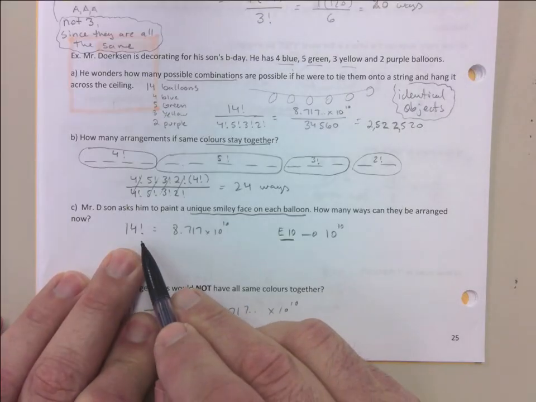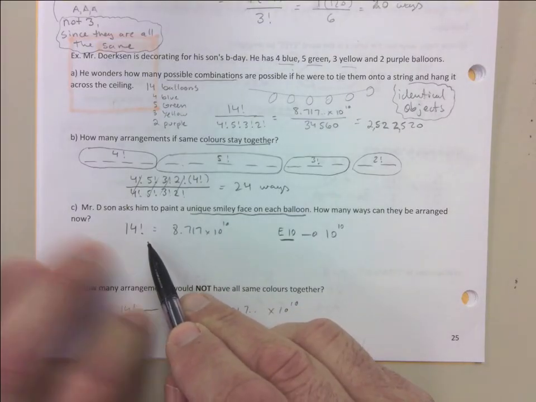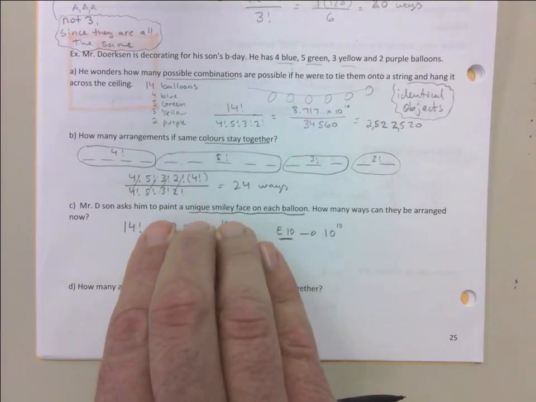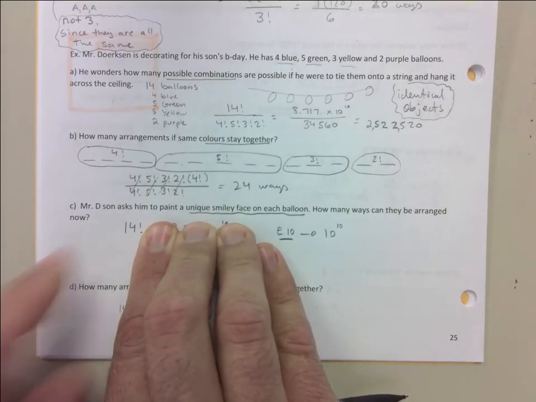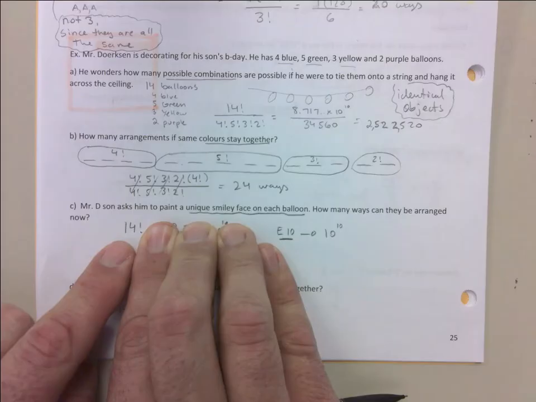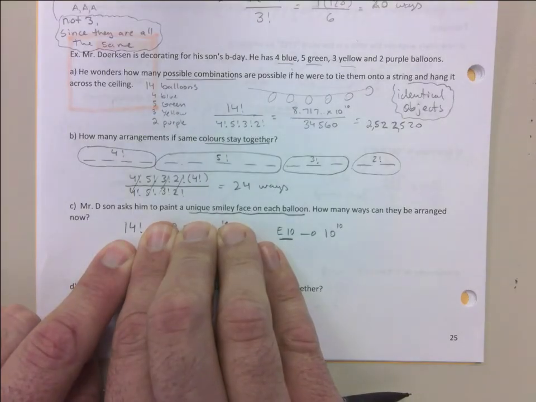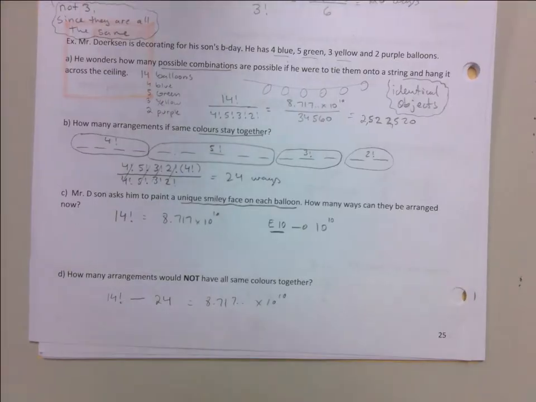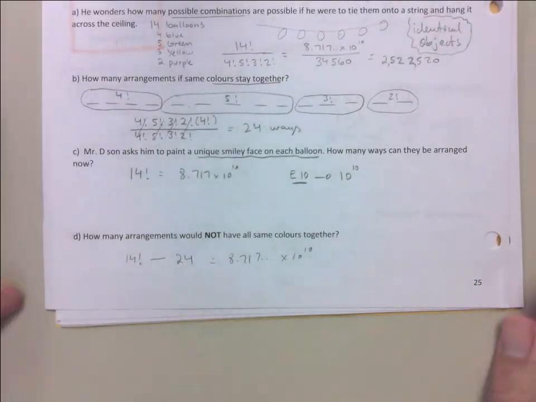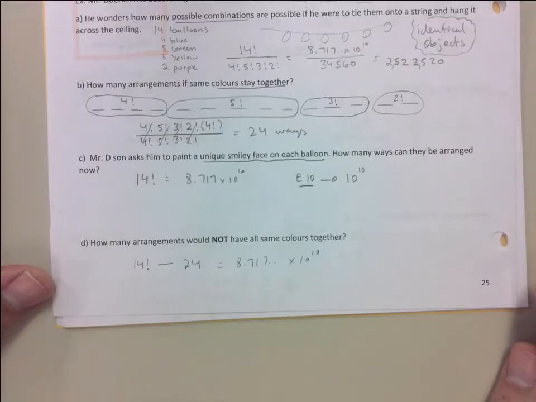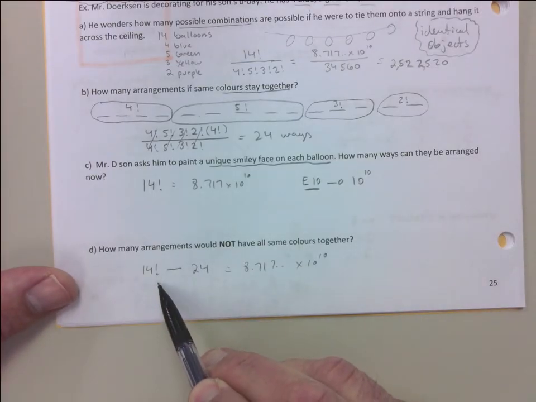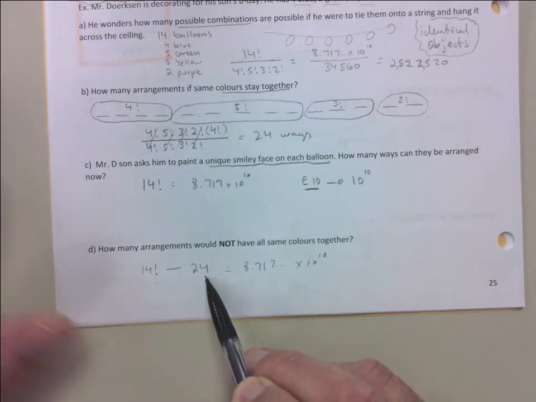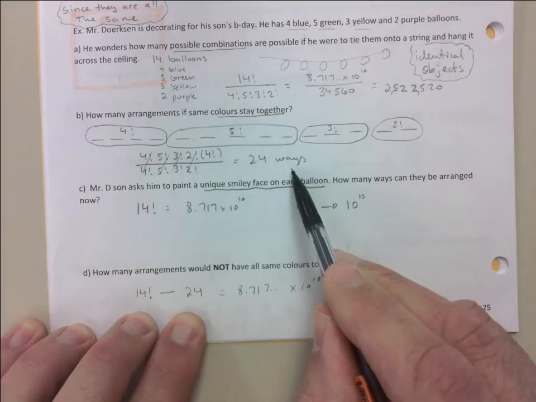And so when you're like, why would I ever ask for this? If I ask you for it, I would probably not care about the final number. I would just care about how you would solve it, right? You would go 14 factorial, okay? Then the last one is, how many arrangements would not have all the same colors together? Okay, how many arrangements would not? So I basically just go 14 factorial minus the 24 that had them all together.